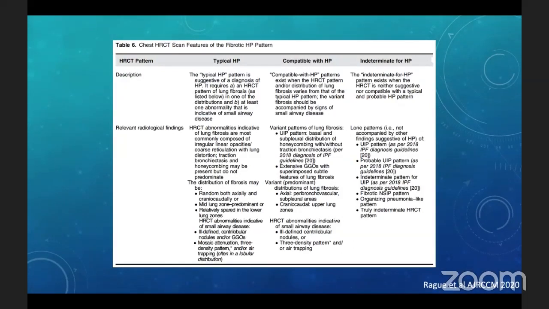By itself, it's really difficult to call it fibrotic. So always look for traction bronchiectasis, or the frank sign of fibrosis, as we all know, is the honeycombing. So traction bronchiectasis and honeycombing.